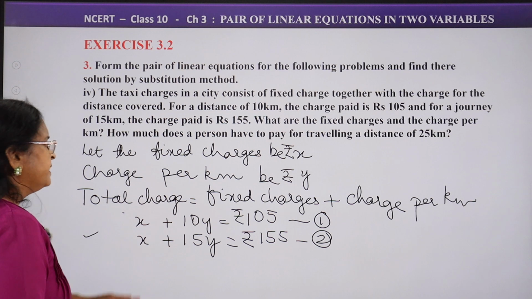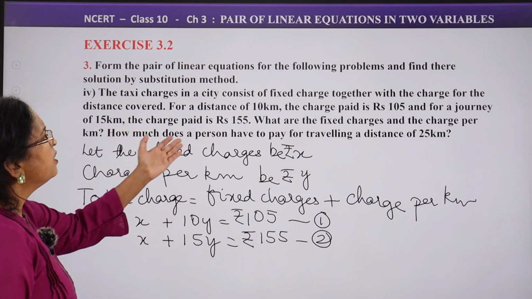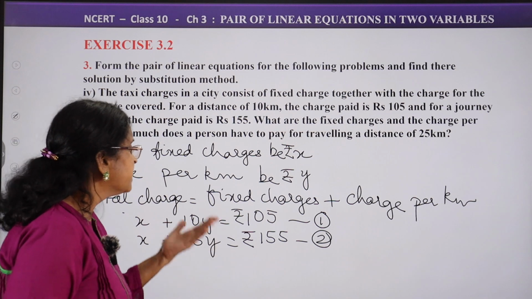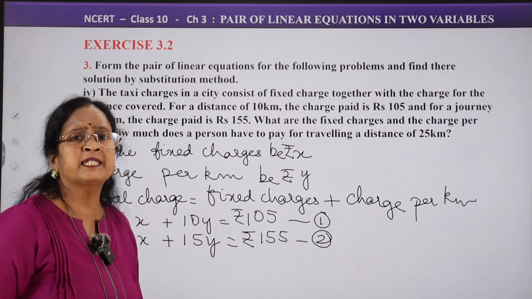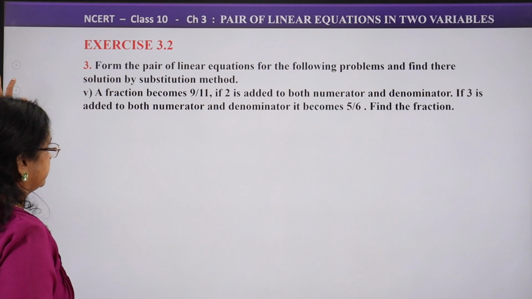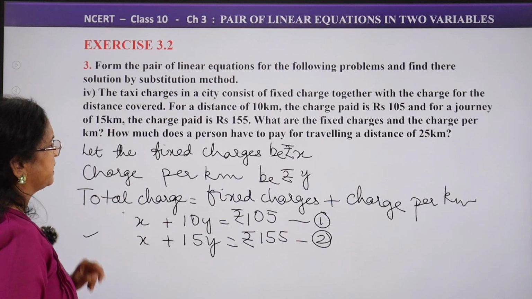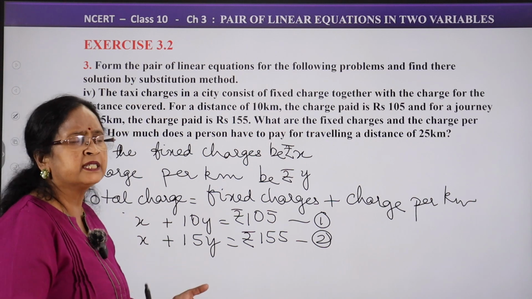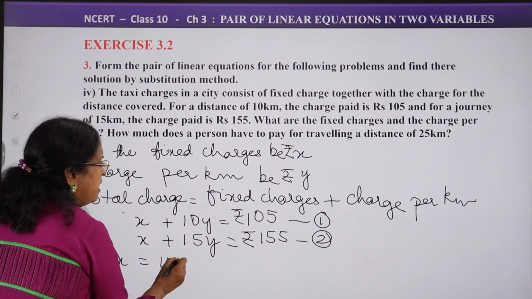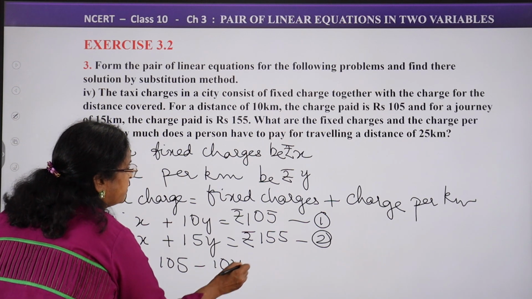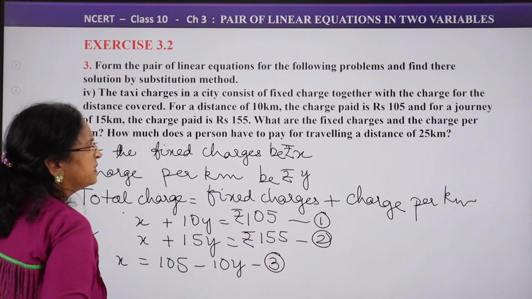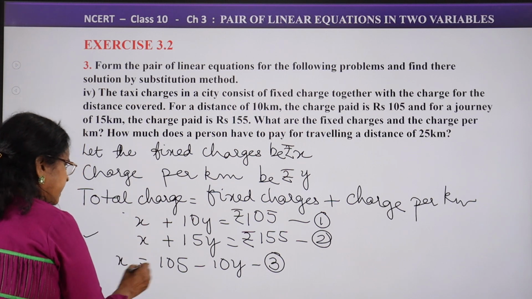Isn't it? Great. Now after this, they are asking us to find out the fixed charge and charge per kilometer. That means what? That means we need to find the values for X and Y. Alright, and that too by substitution method. Now substitution method, that means we need to frame X in terms of Y. I am taking the first equation. X is equal to 105 minus 10Y. Alright. Now let me make this as equation 3.